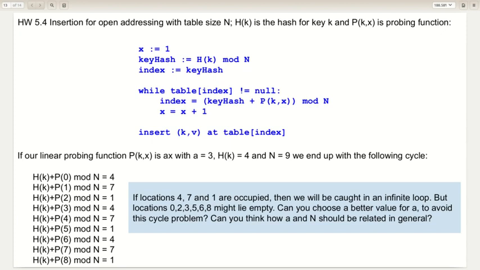So the question I have for you is, can you choose a better value for a so that this kind of cyclic infinite loop doesn't occur? And based on this thinking exercise, can you also comment on how this a and the size of the table n should typically be related?